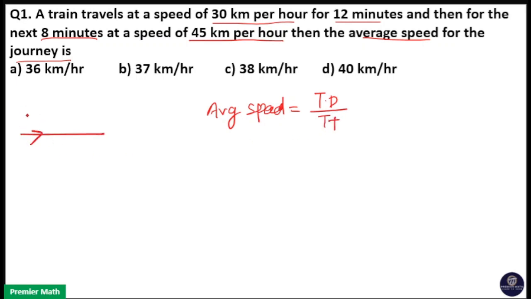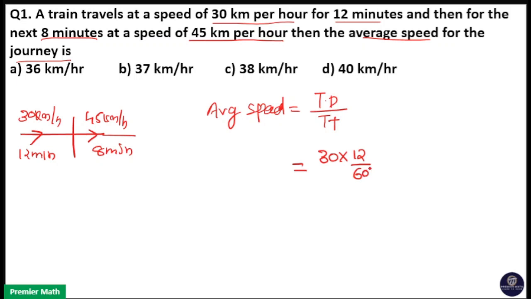Here a train travels at a speed of 30 km per hour for 12 minutes and then 45 km per hour speed for 8 minutes. So we need to find out the average speed of this entire journey. Here distance is equal to speed into time. So total distance will be 30 into 12, 12 is in minutes, so I will divide it with 60, plus 45 into 8 by 60, 8 is in minutes. Divided by, this is total distance. Total time is equal to 12 plus 8, 20 minutes.